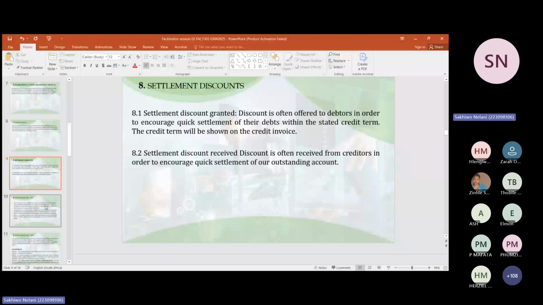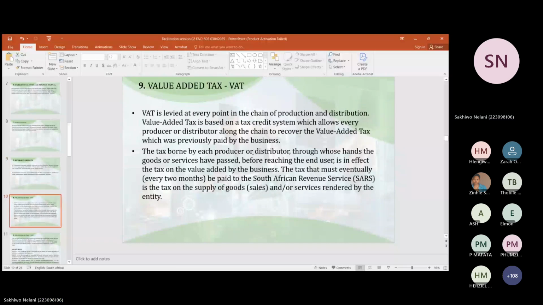Let us look at this particular chapter now of the VAT. All of us are implicated on VAT. Anyone want to lead us on this particular chapter, the VAT?